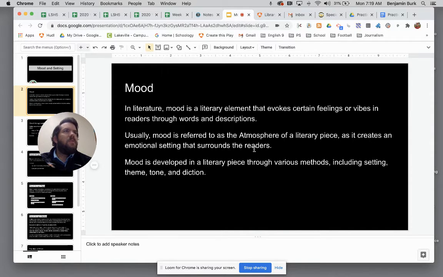Usually you can think about mood as like the atmosphere of a story. It's not specifically the setting, but how does the setting impact what's happening, and what is the reader feeling as they're reading along. So it really focuses on creating some sort of emotional pull one way or the other for the reader.